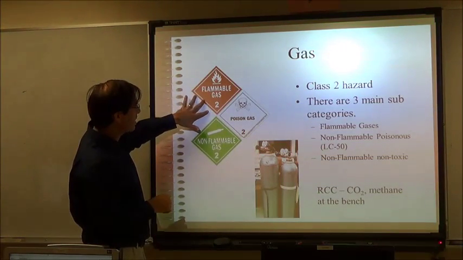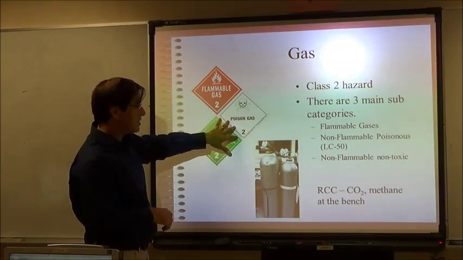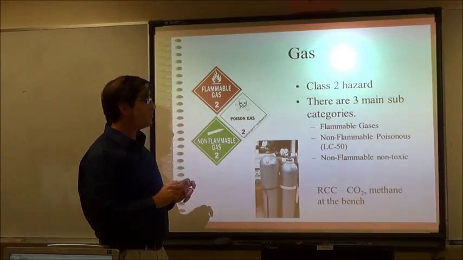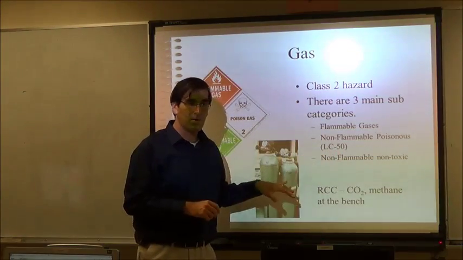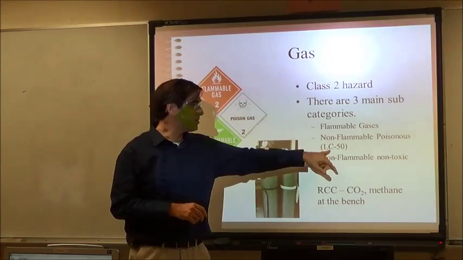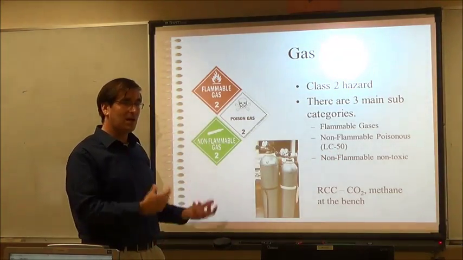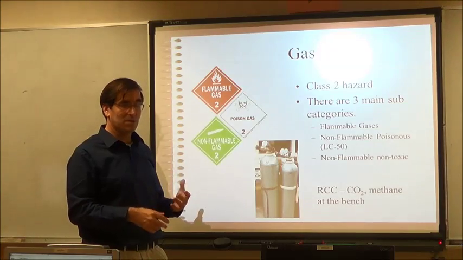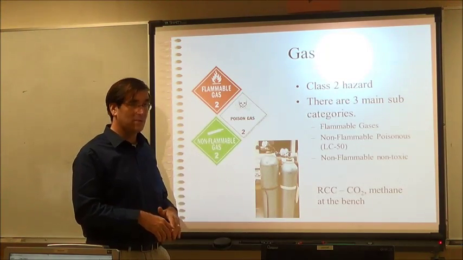So you have flammable gases, which is indicated in a red tag, poisonous gases or non-flammable poisonous gases, and they'll also have an LC value on it. So basically this stands for lethal concentration 50. This means at a specific concentration, half of the subject, so in this case it was typically mice, died at that particular level of exposure.